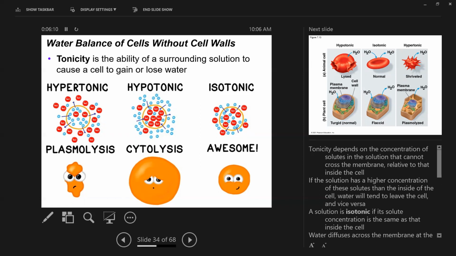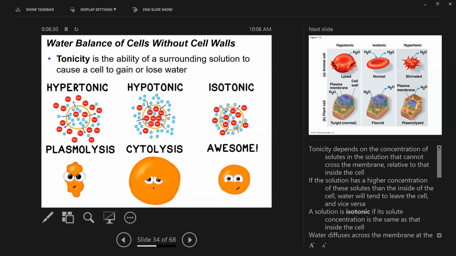So the salt sucks, and the water is flowing out of the cell, and that results in plasmolysis, which causes the cell to shrink. In a plant cell, you have that plant cell wall that it stays stable.